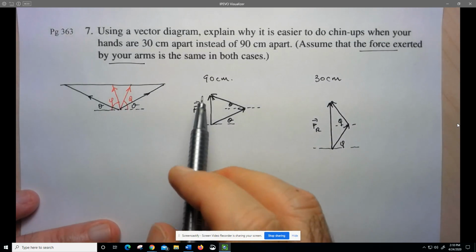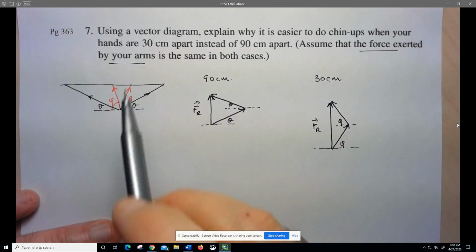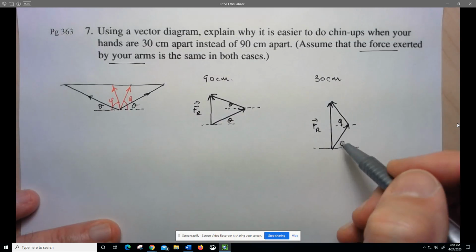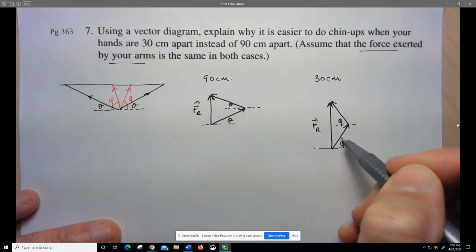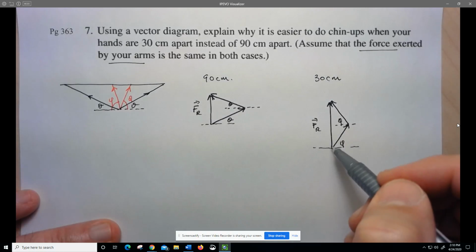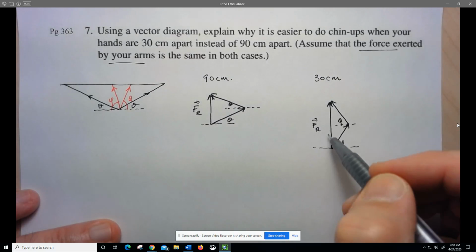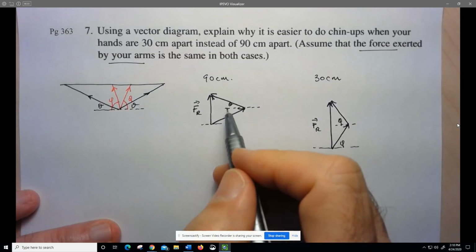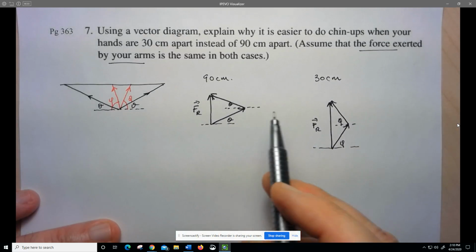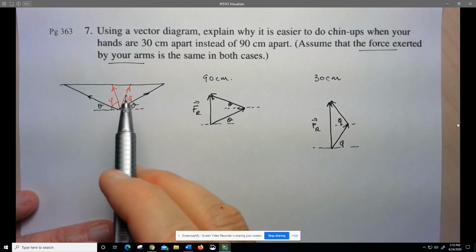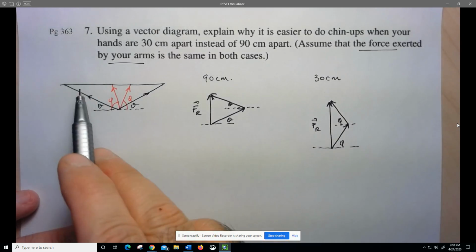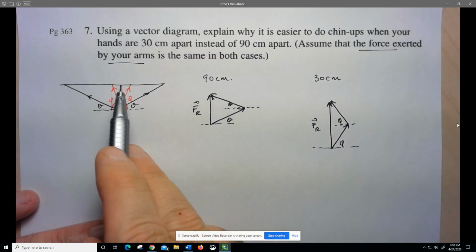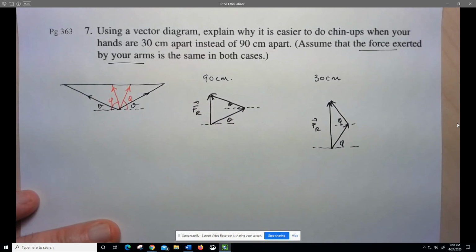Okay, now of course this assumed that the force exerted was the same in both cases, but when I add the two vectors with this larger angle from the horizontal, it produces a larger force vector, a larger resultant vector than if the angles are smaller. Okay, so this justifies this idea that it's easier to do a chin-up with your arms closer together than further apart. All right, that's it for this one.